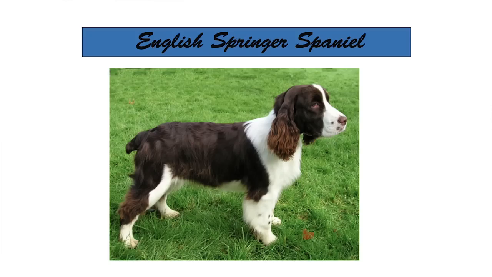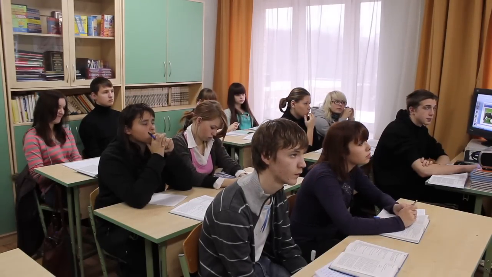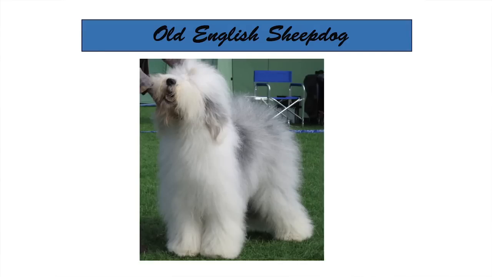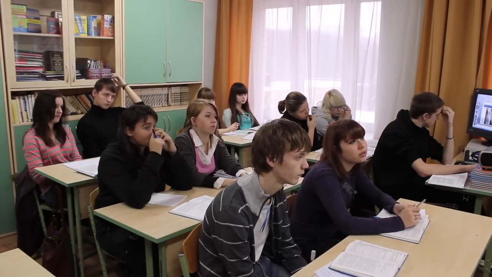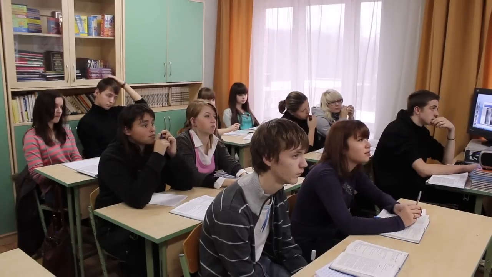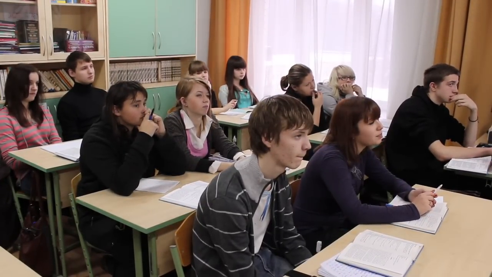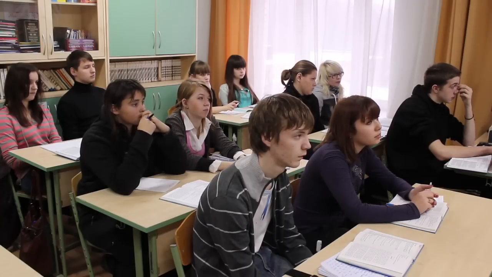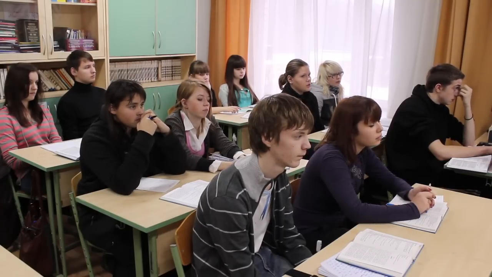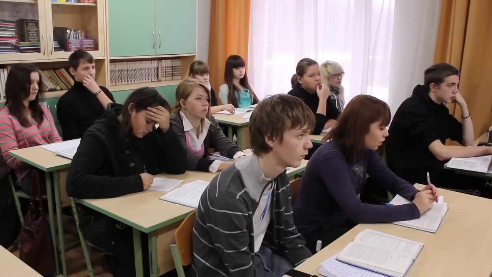The next, please. English Springer Spaniel. Olya? Hunting. Right. It is used for hunting. Thank you. Go on. Such a nice dog. Old English sheepdog. Ira? This breed of dog has long fur. Such a nice fur. It's a nice dog. Right. English Mastiff. Nastya Merkelova, what can you say? Such a big dog. What can you say about its temperament? It's a large dog with a kind and gentle temperament.